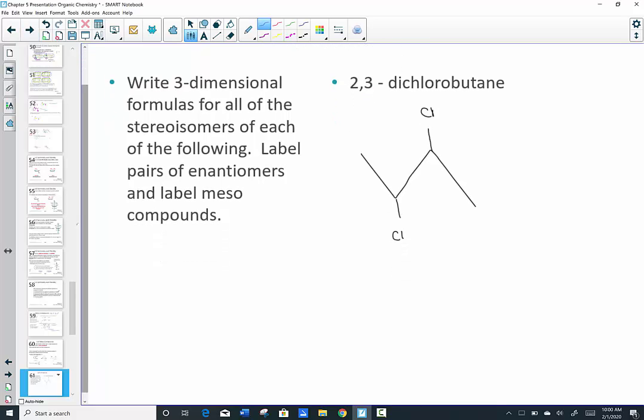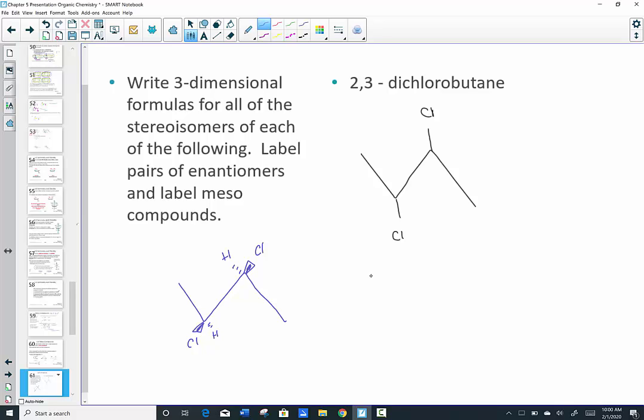So the strategy here is I just want to redraw that butane, 1, 2, 3, 4, and I'm just going to randomly place the chlorine, and I'll put the hydrogen as a dash. We don't need it, but we know it's there. And I'm going to do the same up here. Here's the chlorine, and here's the hydrogen. There's one possible stereoisomer for that particular 2,3-dichlorobutane.